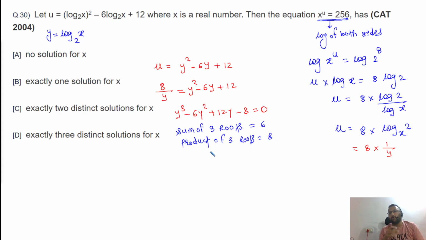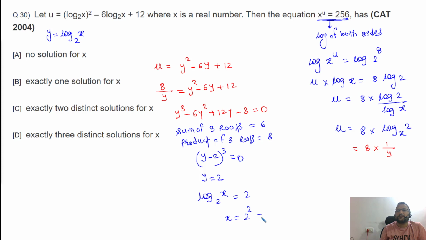So over here, if you observe more, this given expression is nothing but (y minus 2) whole cube. So the roots are going to be 2, 2, 2. So y is equal to 2 is the only possible value. If y is equal to 2, then log of x to the base 2 is also equal to 2. The value of x is equal to 2 to the power 2, that is equal to 4. So the given equation is having only one value for x. So option B we are going to mark here.